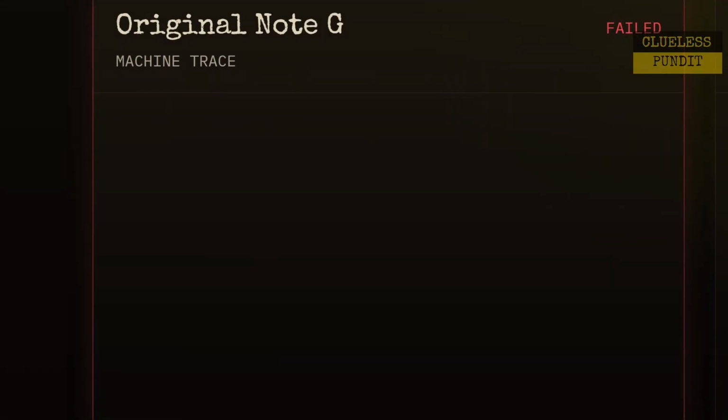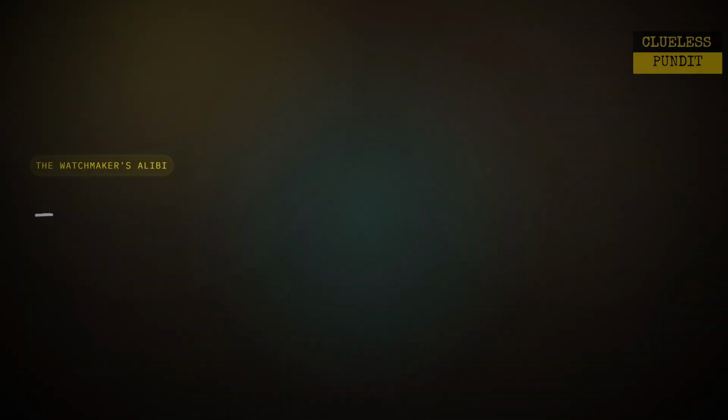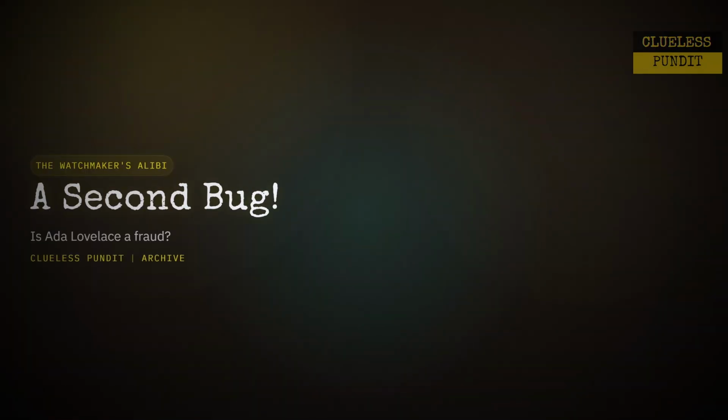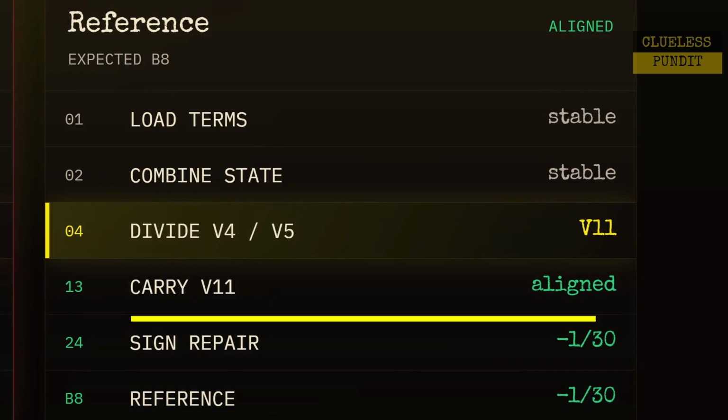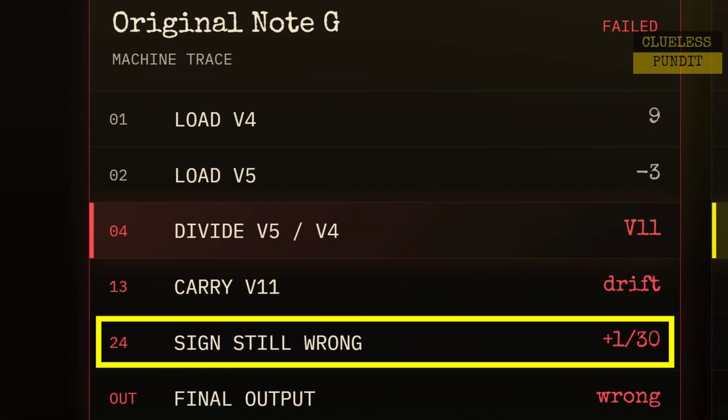I thought that was the end of it, but then the repaired version of Lady Lovelace's algorithm produced a new problem. The numbers were now behaving. The sign wasn't. It turns out Operation 4 was not the only wound. There was another one. Instead of landing on negative 1/30th, the repaired version was pointing at positive 1/30th. A minus sign is not a tiny horizontal garnish. It changes the entire meaning of the result.